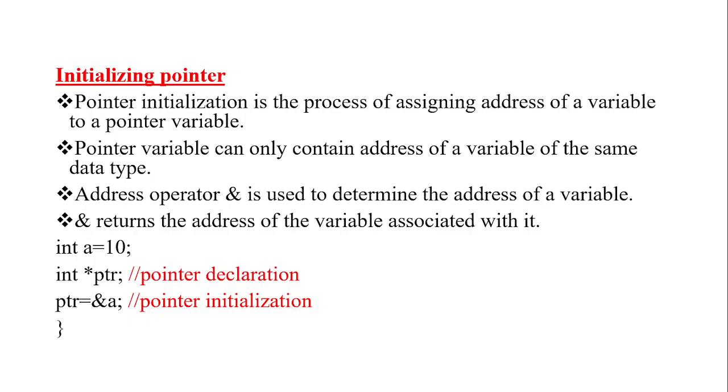Initializing the pointer. Pointer initialization is a process of assigning the address of a variable to a pointer variable. Right. So I have int a = 10. So memory will be allocated for a. Let the memory be 3000. In that address location, 10 is stored. Now I am declaring a pointer ptr. A pointer stores the address of a variable. So the address of a will be stored in ptr. So how will you represent the address operator? It is ampersand.